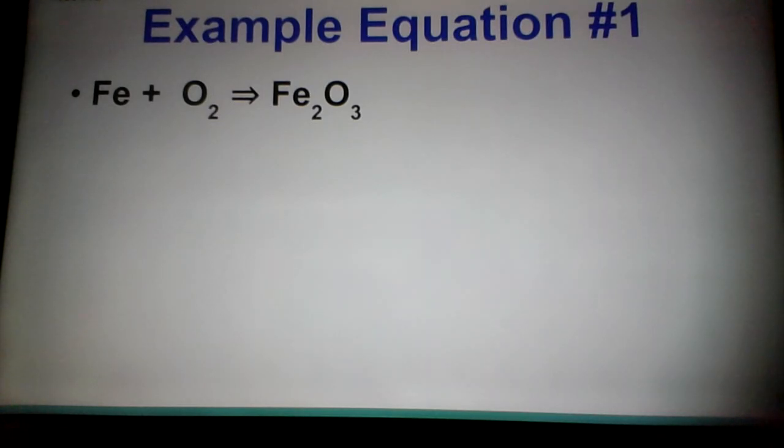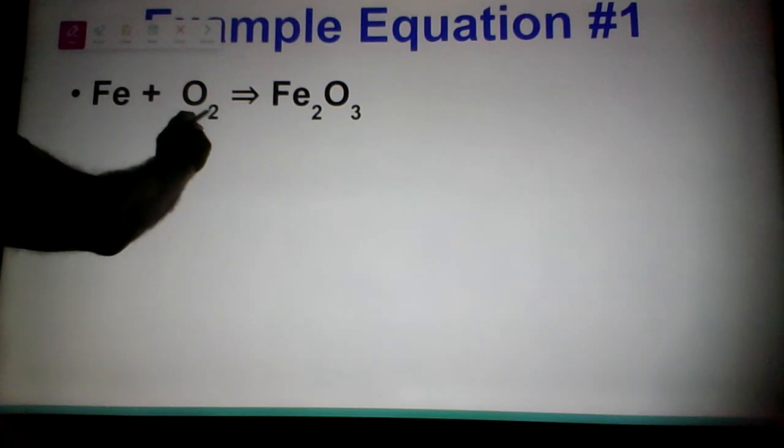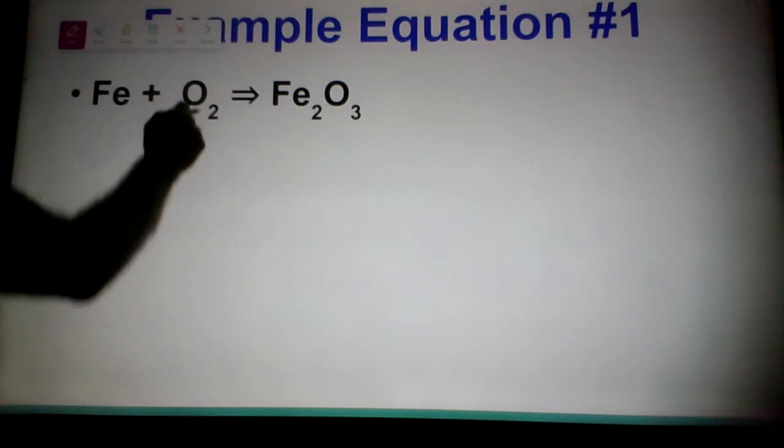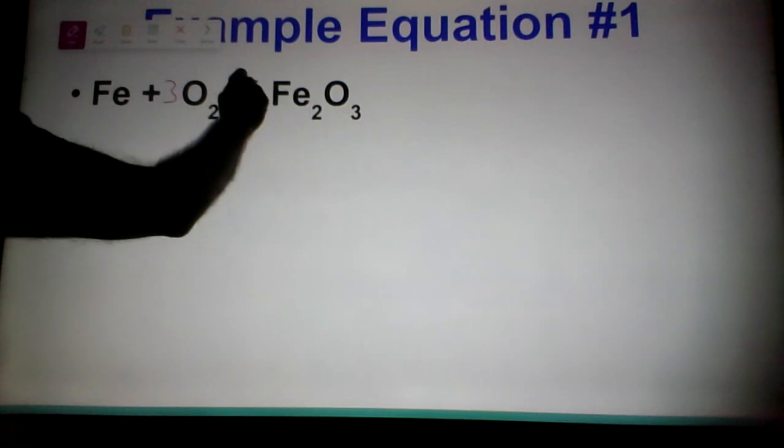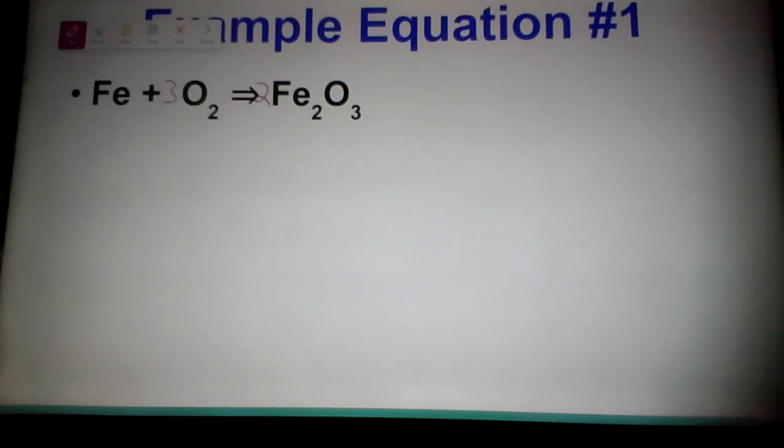Okay, very quickly, let's see how this works. But again, I'm going to explain it a lot better and more thoroughly as we do the practice problems. What's the least common multiple of 2 and 3? 6. So how many 2's make 6? 3 of them do. How many 3's make 6? 2 of them do. Notice I'm putting numbers in front of the formulas, nowhere else. I'm not splitting a formula apart, and I can't change the subscripts.